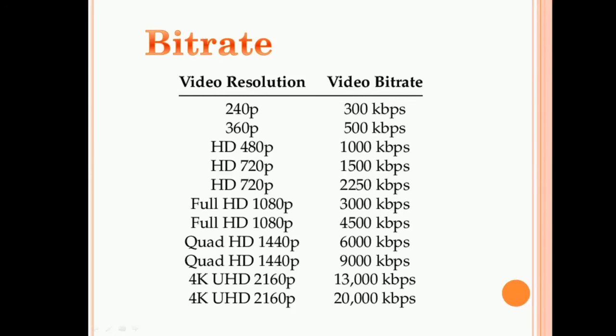Suppose you are using HD 720 pixels as the video resolution, per second you may lose 1500 kilobits. Suppose you are watching full HD 1080 pixels as your video resolution, you may lose 3000 kilobits per second. Okay, so got it? You now have the basic information about the bitrate.